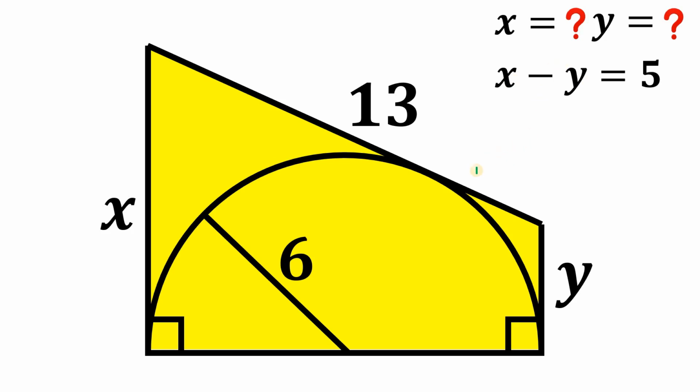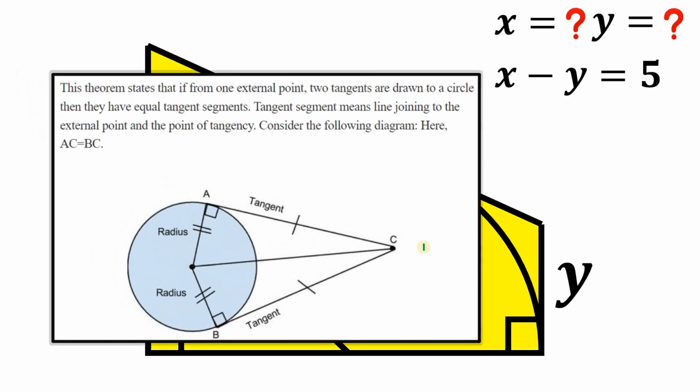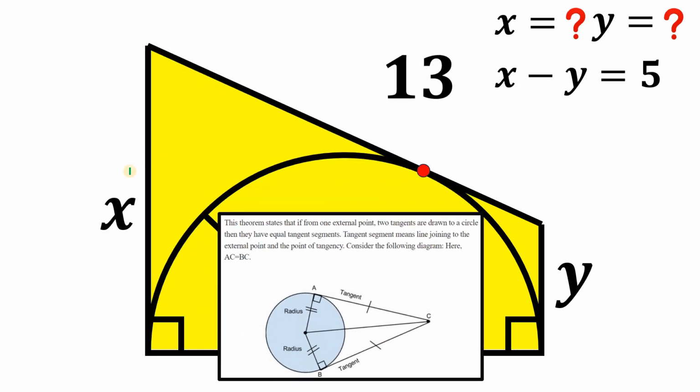Now, to have another equation, we need this point, the point of tangency, because this is very important. Using this concept, if we have two tangent lines connected to an external point, these two tangent lines are said to be equal. This is not hard to prove. And again, we will use this concept to answer this question.